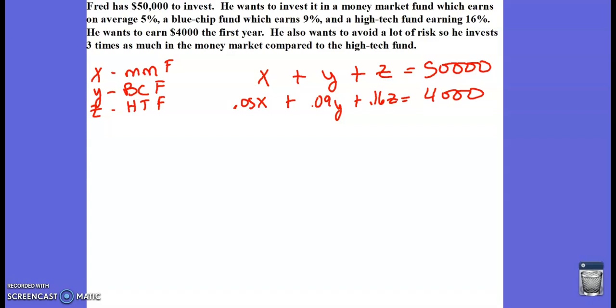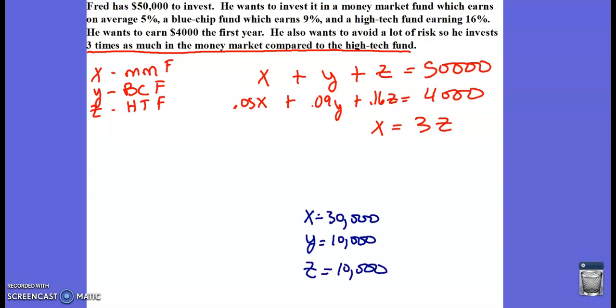And then notice the third equation comes from this last part. He also wants to avoid a lot of risk, so he invests 3 times as much money in the money market compared to the high tech fund. So this literally is X equals 3Z. So now we have our 3 equations, and then you can just literally start substituting back in and solving it. And once you do that, you're going to end up getting the 3 amounts.